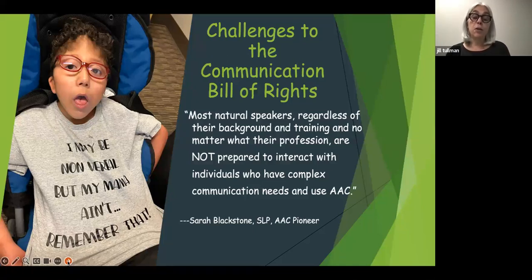Sarah Blackstone is one of our AAC gurus and a pioneer in the field, and she and I were speaking many years ago, and she said this, and I think it's so true. Supporting these individuals is not difficult, but it's also not natural until we become comfortable with knowing how to support one another and support them through authentic connections and meaningful relationships.